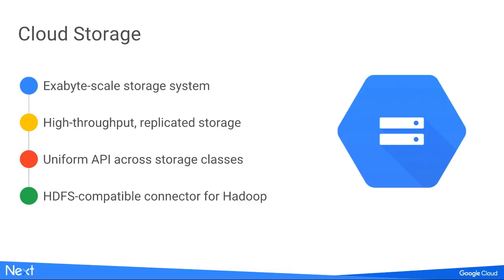It also provides several different types of classes for your data, depending on whether your data is hot or cold or somewhere in between. And it uses the same API, so you don't have to change your code depending on which type of data that you're accessing. It also provides an HDFS-compatible connector for Hadoop, so you don't have to change your code if you're using Hadoop with HDFS. It will work seamlessly with Google Cloud Storage, again, across all those different storage classes and different bucket types.